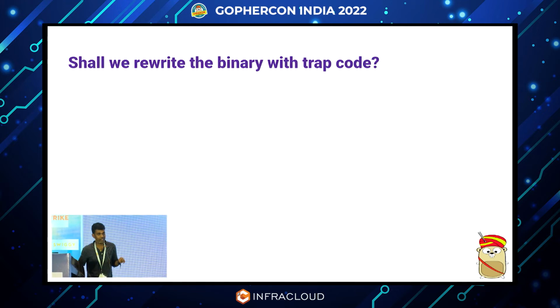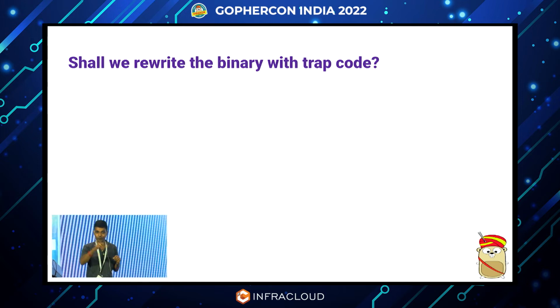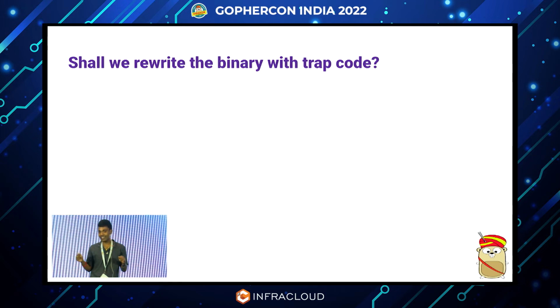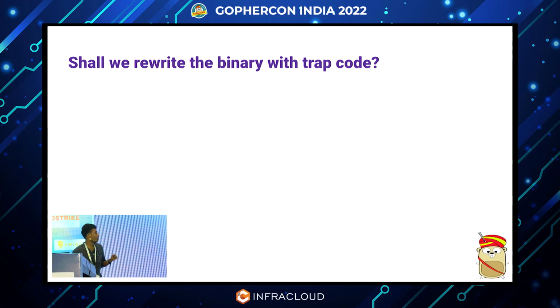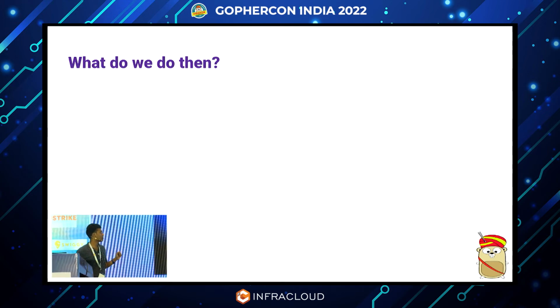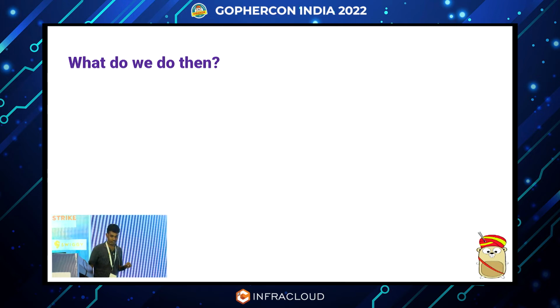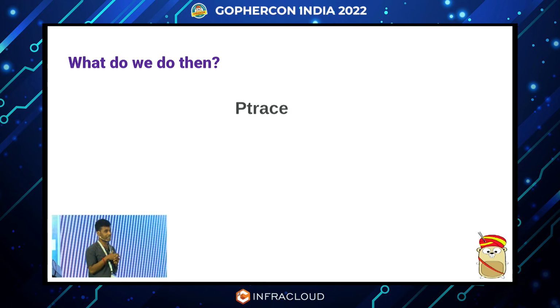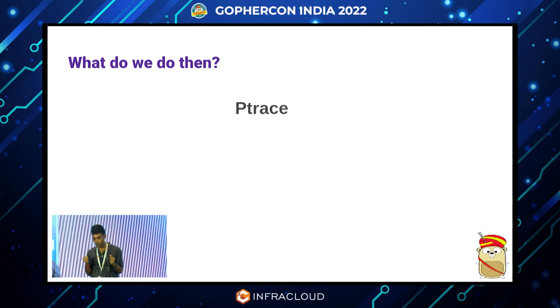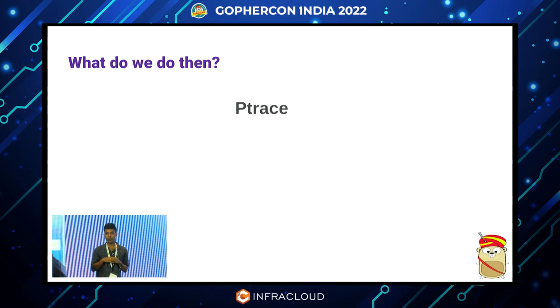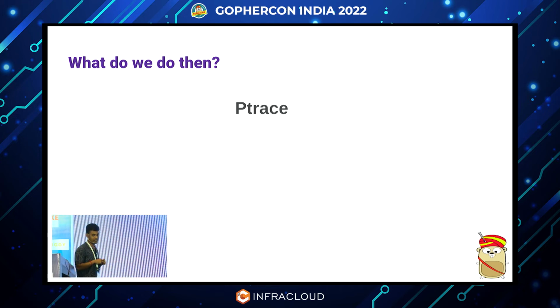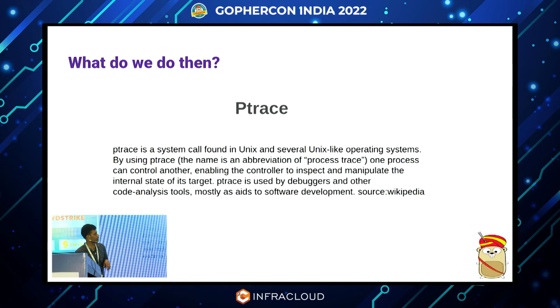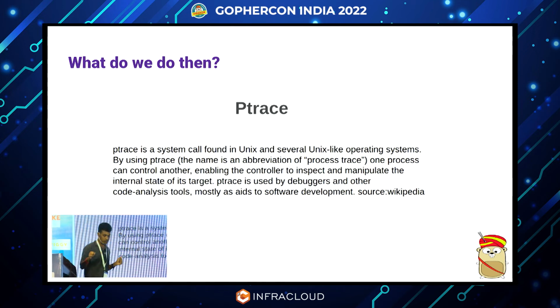How do we rewrite it? Should we rewrite the binary, go to that place and rewrite it? Actually, no. So what do we do then? Unix has a system call called ptrace that allows you to manipulate the running process memory in real time. This is what Delve uses internally. This is what most of the debuggers also use.